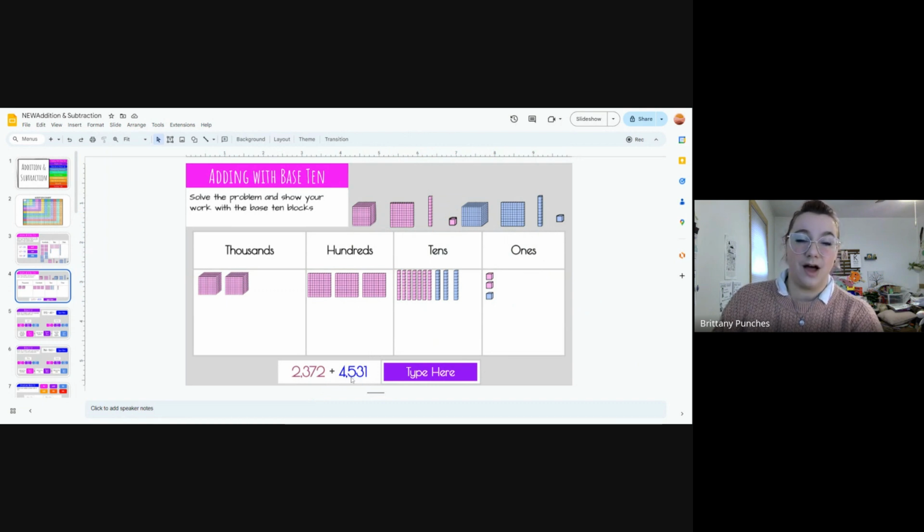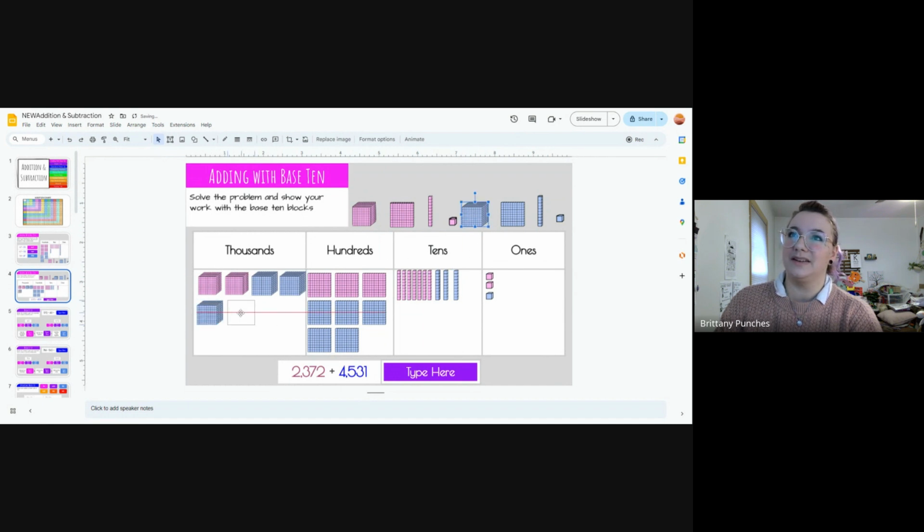Ones, tens, hundreds. 1, 2, 3, 4, 5. 500s. Last one. Ones, tens, hundreds, thousands. How many thousands do we need? 4. Perfect. Oh, I almost grabbed the wrong color. 1, 2, 3, 4. It's our biggest number yet.